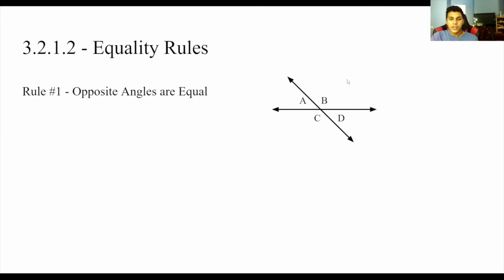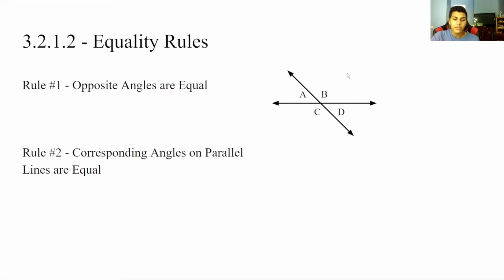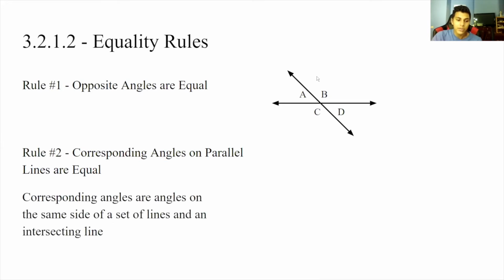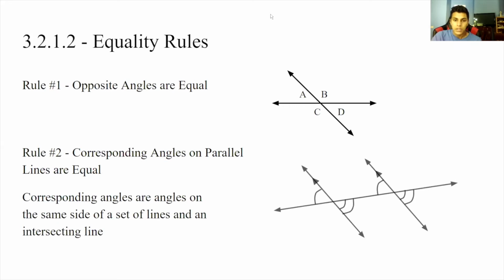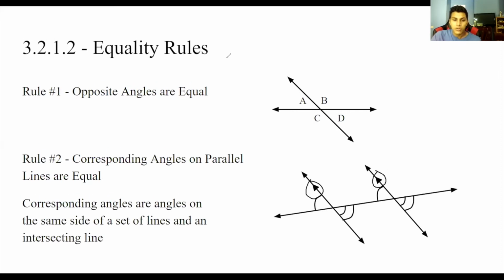The next rule you need to know is that corresponding angles on parallel lines are also equal. So corresponding angles are defined as angles on the same side of a set of lines in an intersecting line. And this can be a little bit hard to understand, so in order to explain it, I actually have a diagram. So in this diagram, I have a set of parallel lines, which are these two lines here, which I drew the circle around the arrow on. And if you don't know what parallel means, it means that if they extended on forever, like this, they would never intersect. So I have a set of parallel lines and I have an intersecting line.